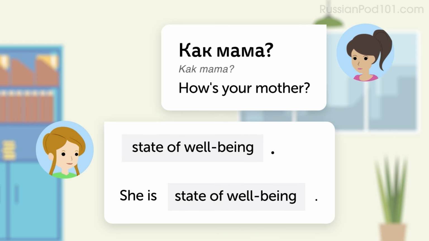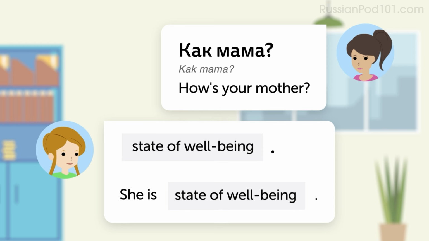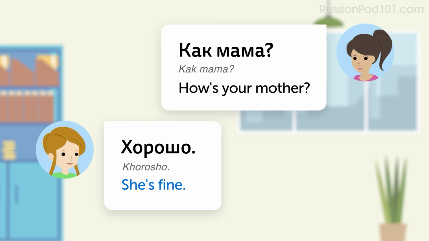The pattern is state of well-being. In Russian, we only say the adjective as answer. For example, she's fine. Хорошо.